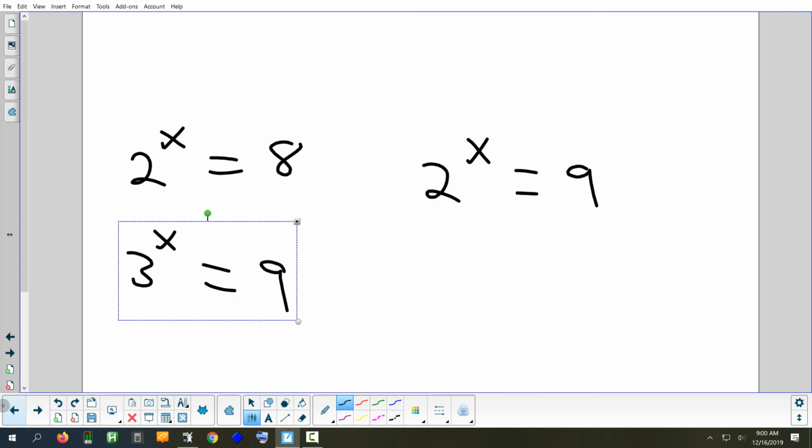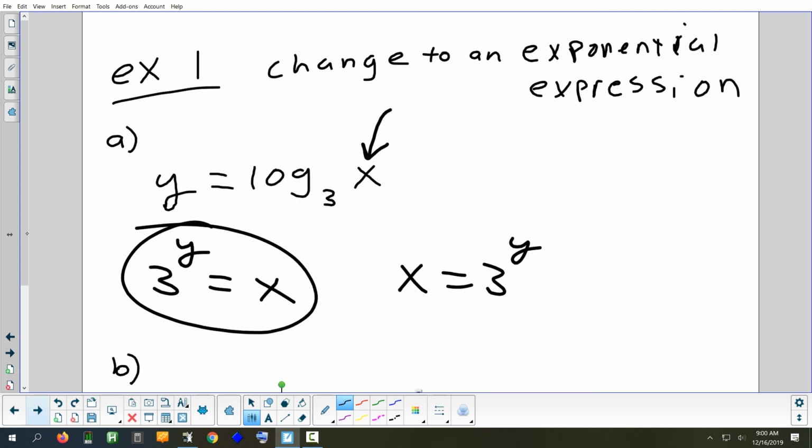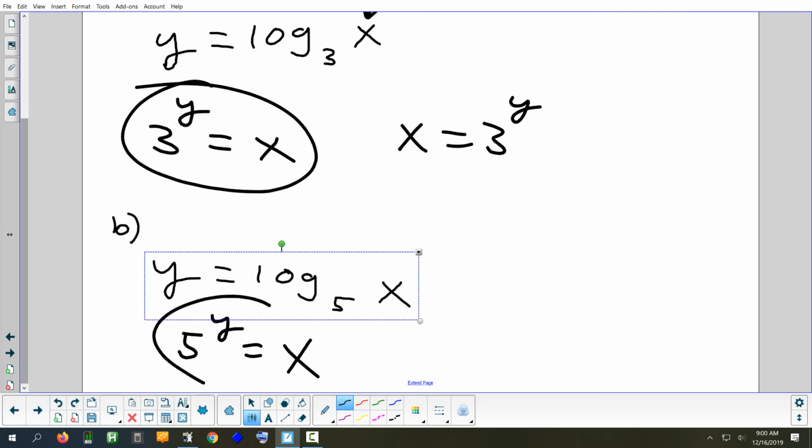So the argument ends up by itself. And that's the answer. Again, nothing else you can do with that unless you knew what y was. But that's all I want you to do. Any question on changing exponential to log to exponential.